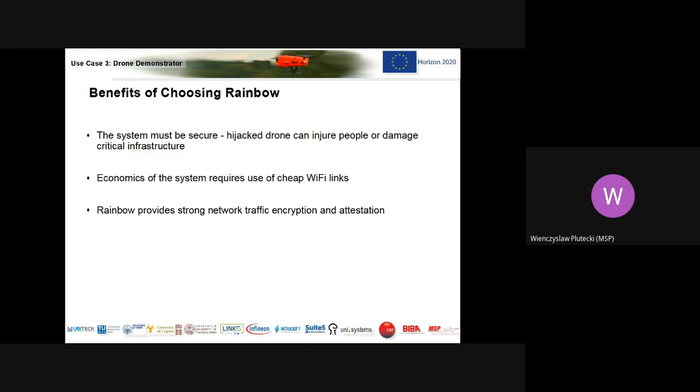So, since we are using Wi-Fi links, which are not very secure, as Wi-Fi has a long history of security problems, the Rainbow gives us a strong network traffic encryption out of the box. But what is more important is that also the Rainbow includes the attestation. So we can be sure that all the nodes that joined the cluster can be trusted. So we don't need to implement all the security on the level of services. It's already in the system.